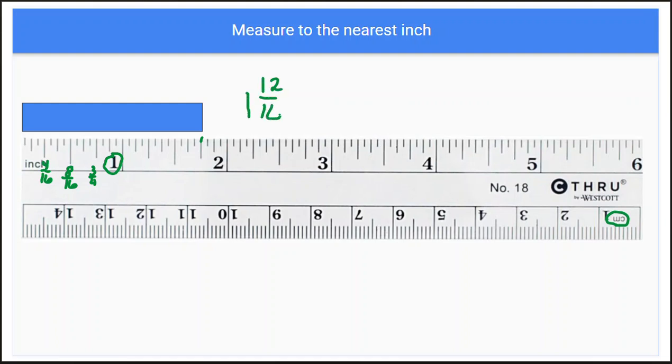12/16. But you kids know that you can simplify 12/16. Both the 12 and the 16 are divisible by 4. So I can take the 12 and divide it by 4 and the 16 and divide it by 4. 12 divided by 4 is 3. 16 divided by 4 is 4. So 1 and 12/16 really equals 1 and 3/4. Either one of those answers would be fine.